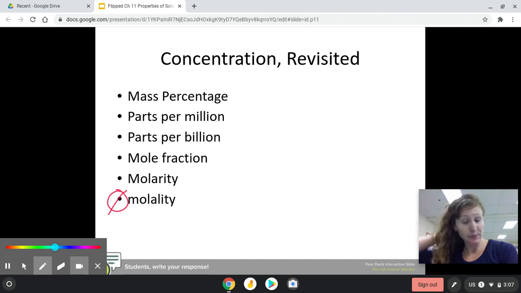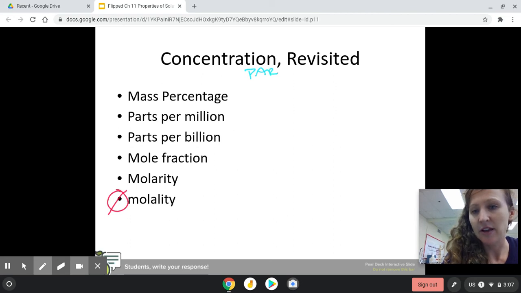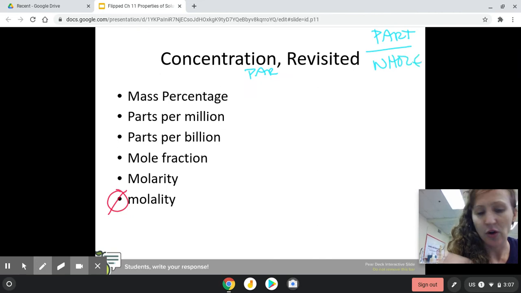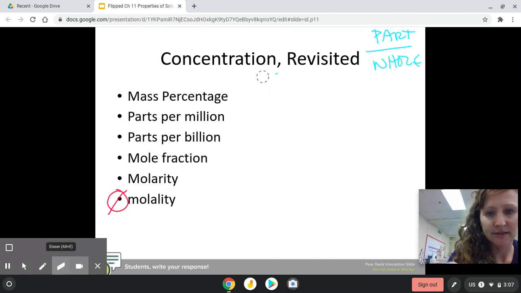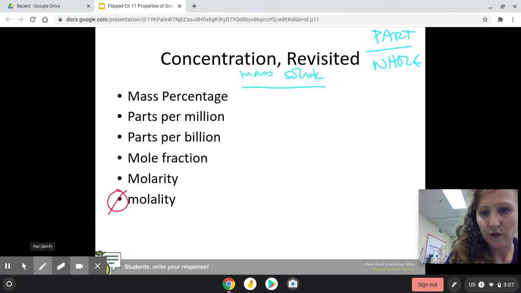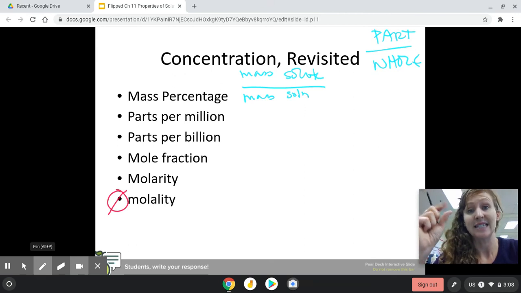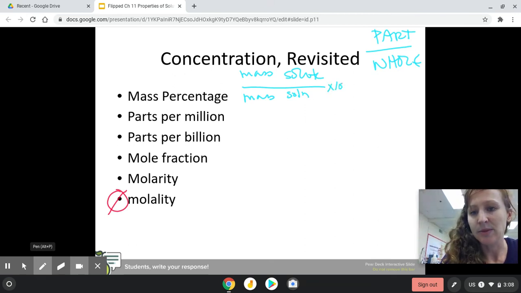So mass percent we dealt with before. All of these actually are going to be a part over a whole. So for mass percent, that part over a whole is the mass of your solute over the mass of your solution as a whole, the whole solution, solute and solvent together. And then that's going to be times 100, and it's going to give you mass percent.